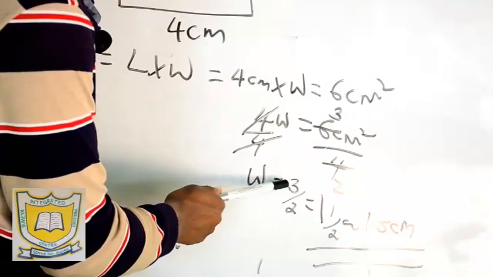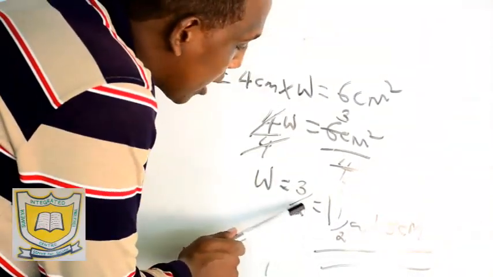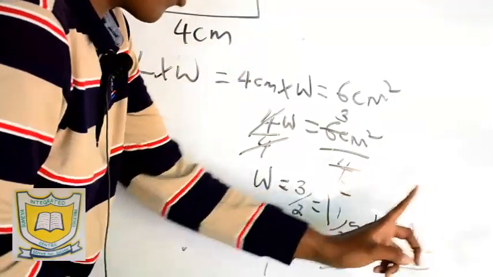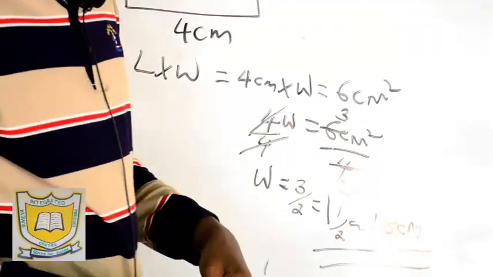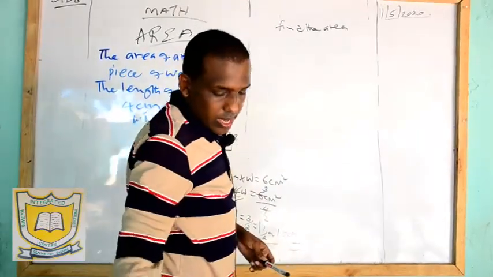We further simplify because the numerator is greater than the denominator. So how many 2s are here? 1, because of 2, remainder 1. So 1 and a half, or 1.5 centimeter. That's how we get that figure.